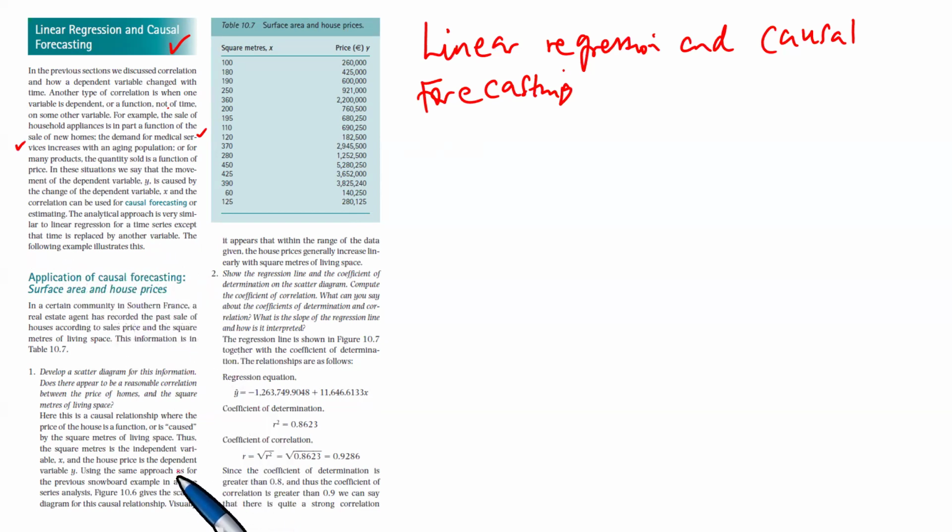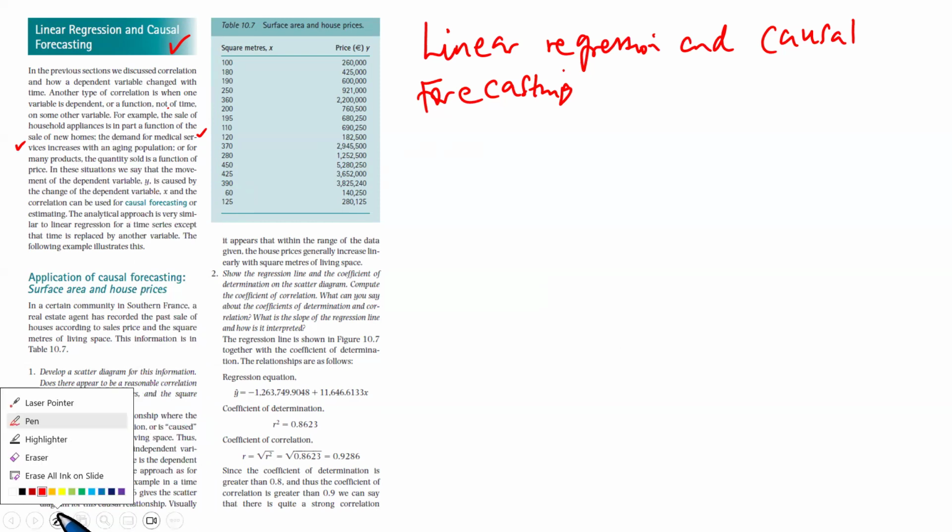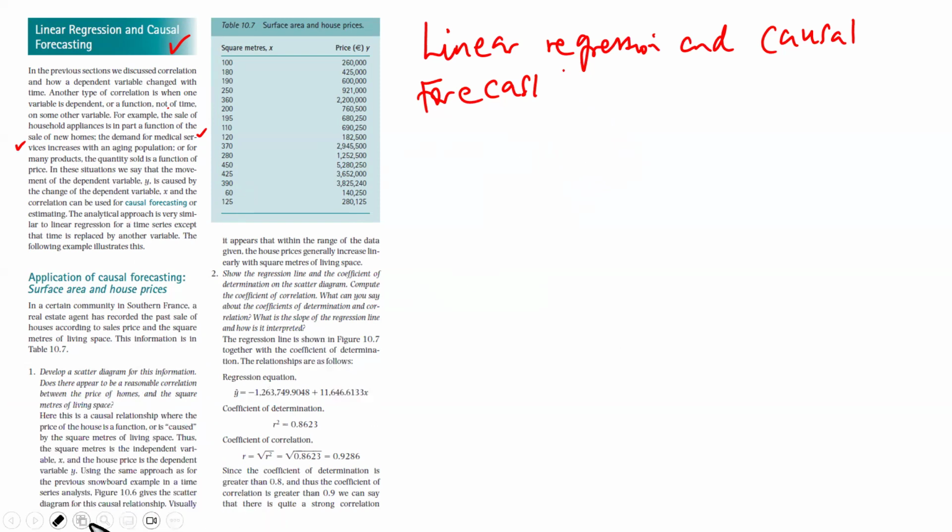The following example illustrates this. So, linear regression and causal forecasting. Sometimes we're not using time; we are using the aging population to determine the demand for medical services, or the sale of electrical appliances in relation to the sale of new homes. The sale of household appliances is in part a function of the sale of new homes. If there are new homes, then you have household appliances being sold. So we continue with this, and this becomes the forecasting.